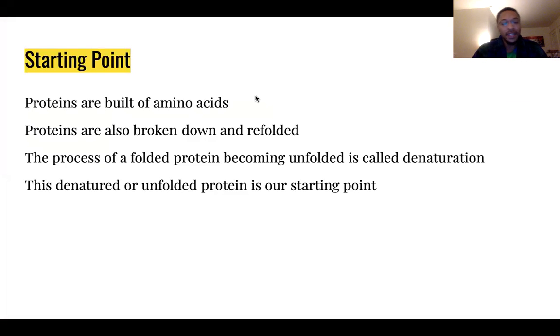So the starting point. As we know, proteins are built of amino acids, the main 20. They're also broken down and refolded constantly. This process of being broken down and refolded is called denaturation. This denatured protein is the protein that we'll be starting from, or the starting point.